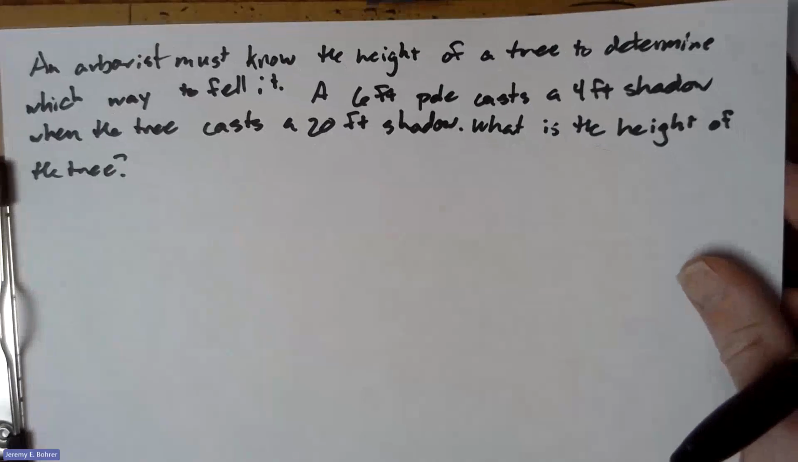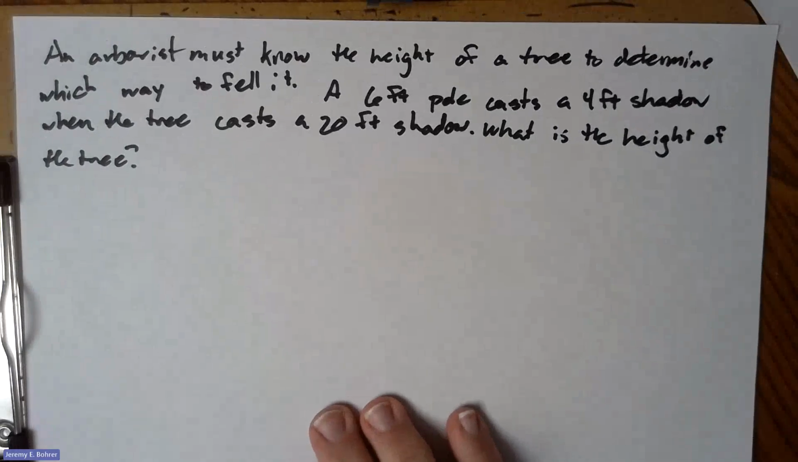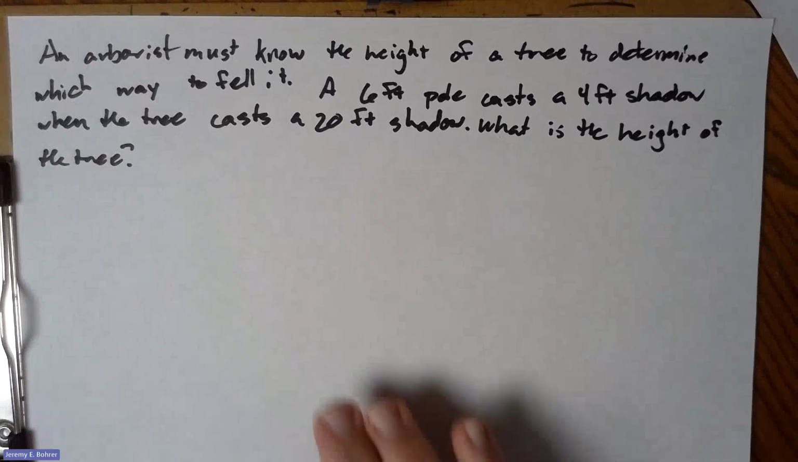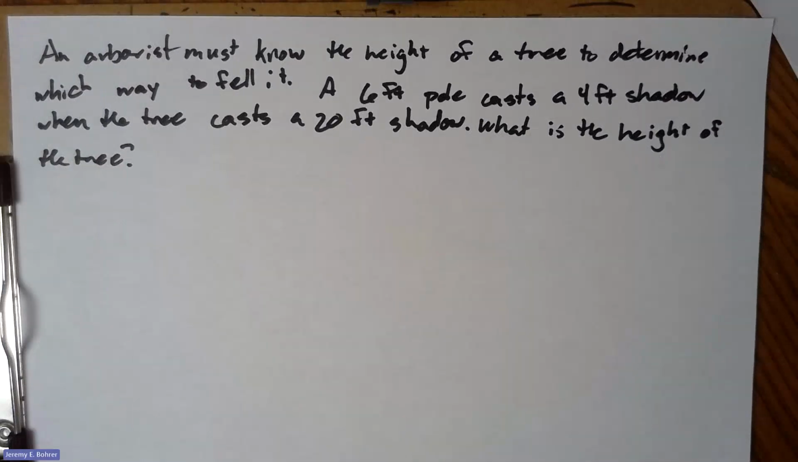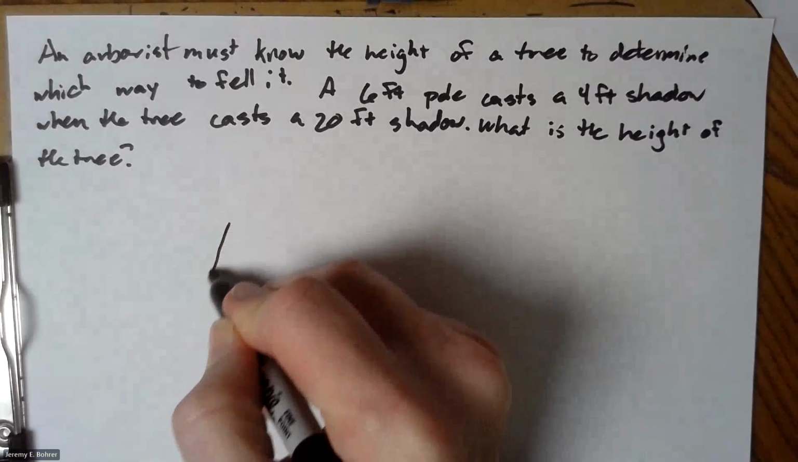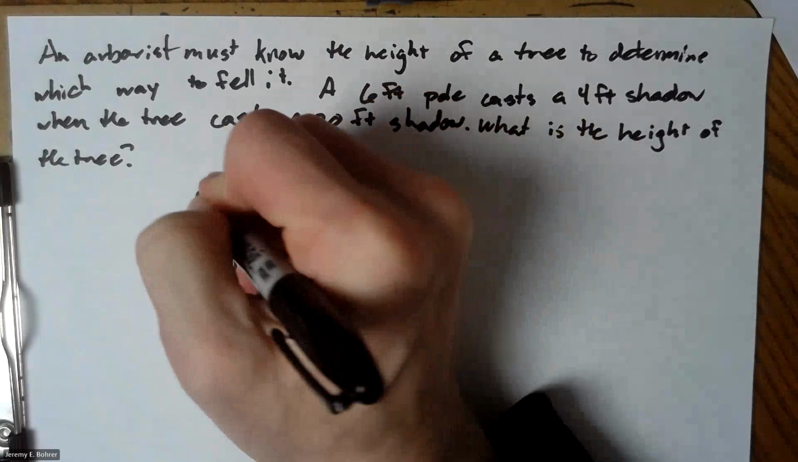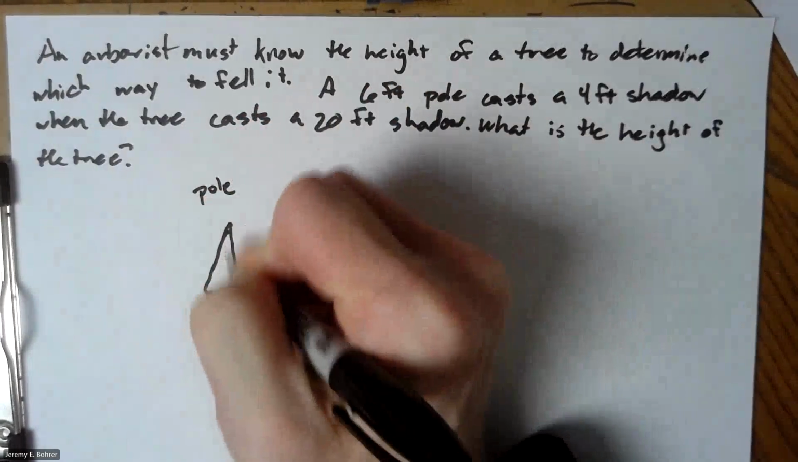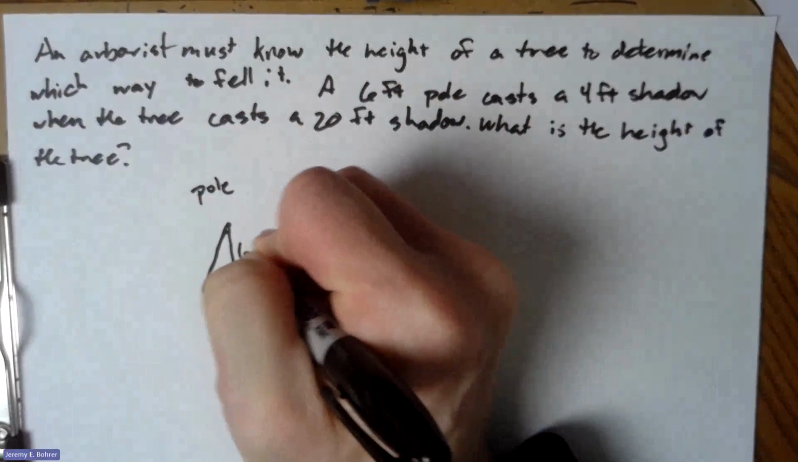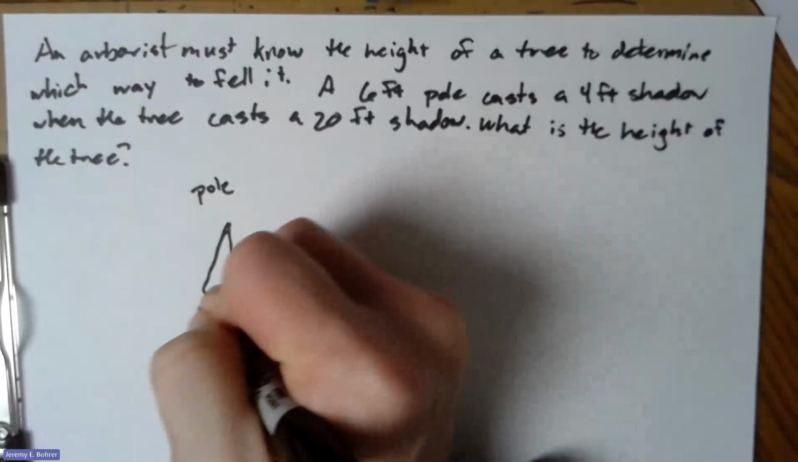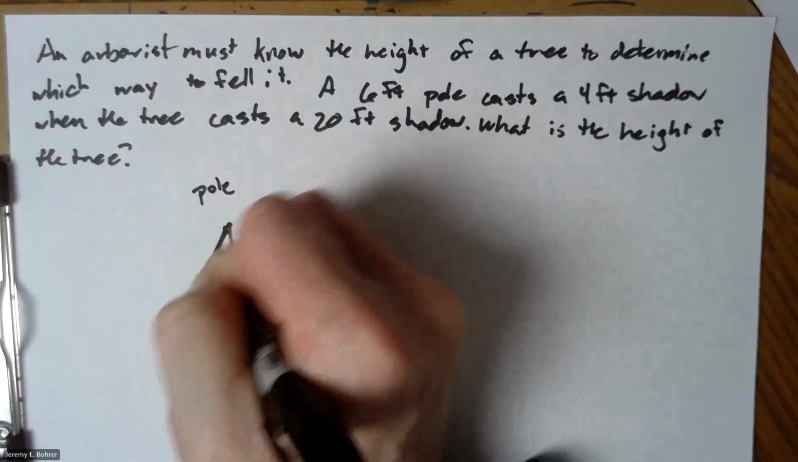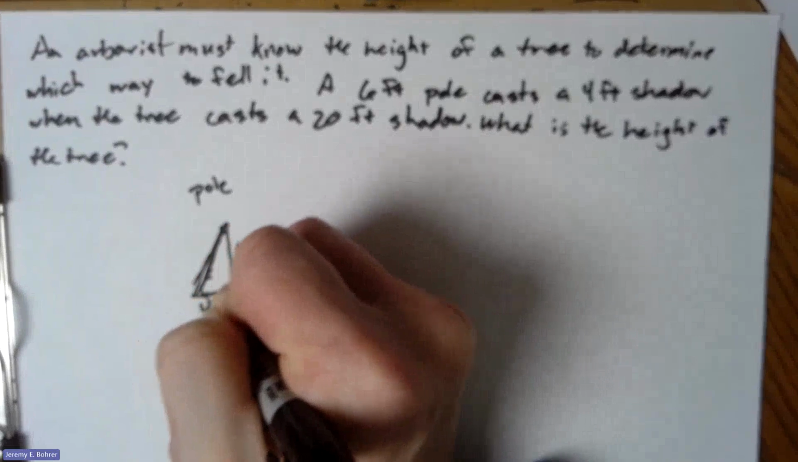An arborist must know the height of a tree to determine which way to fell it. A 6-foot pole casts a 4-foot shadow when the tree casts a 20-foot shadow. What is the height of the tree? To do this, we will draw a picture. Here is our pole, which is 6 feet. And here is its shadow, which is 4 feet.